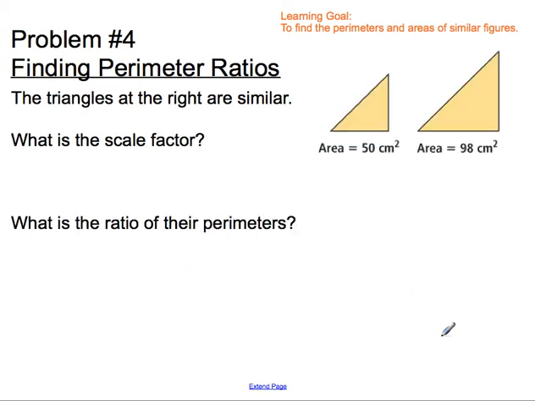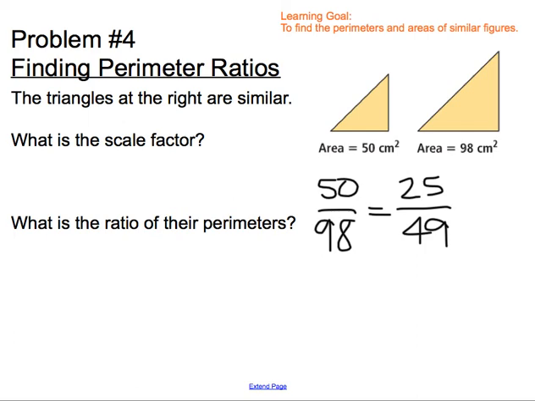And so here we have our final question: finding perimeter ratios. We're told here that these two triangles are similar. So we know that their areas are in ratio, but in a very special way. The first thing that I would do is set this up as a ratio, 50 over 98, and try to simplify this if possible. We can see both of these are immediately divisible by 2, so we end up reducing this fraction to 25 over 49.